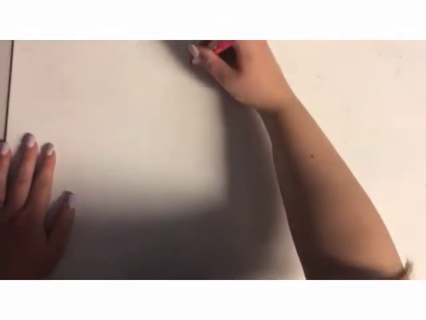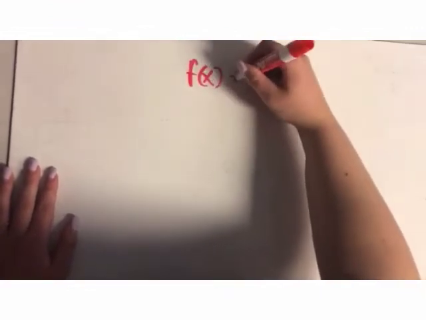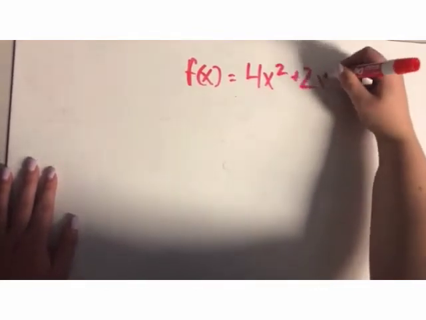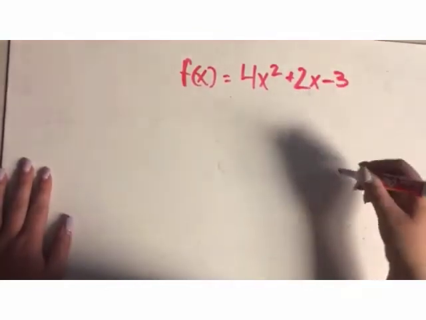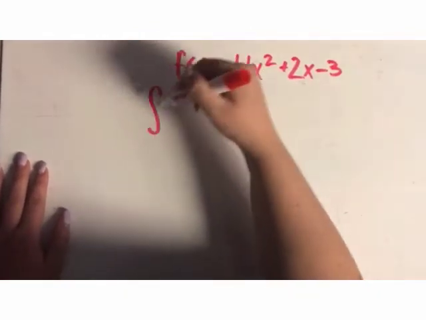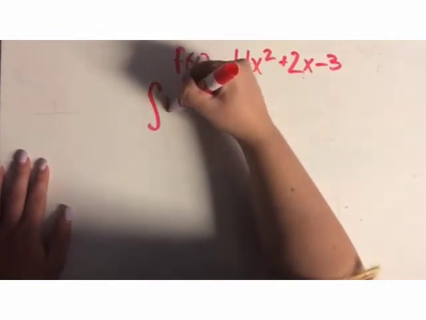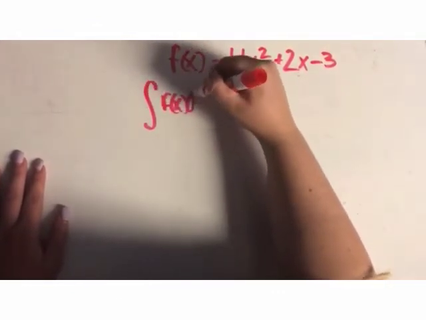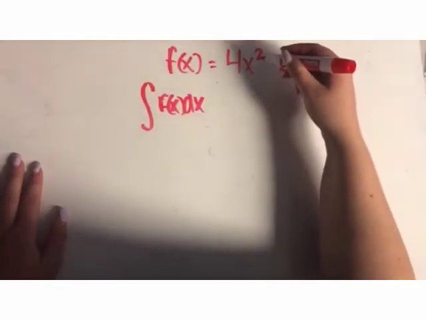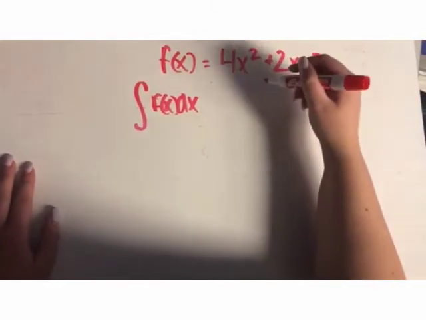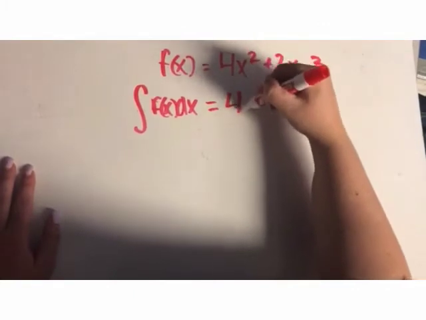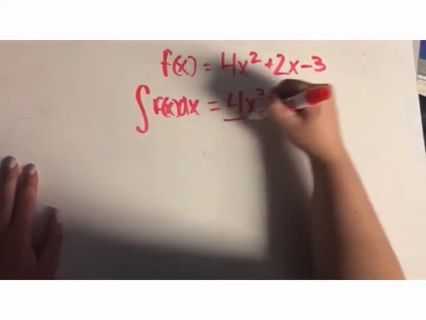First we have the function f of x equals 4x squared plus 2x minus 3, which we want to take the integral of. So I'm going to put the integral sign here. First we add 1 to the exponent and divide by that sum, which would be 3 for this first term. So I'm going to have 4x to the third divided by 3.